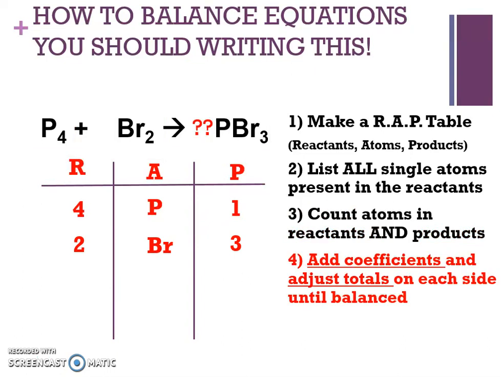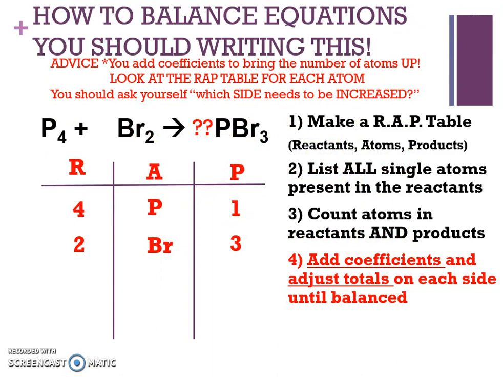Cool. The fun part and the hardest part, I guess. We're now going to add coefficients and adjust our totals on each side until this equation is balanced, or until we have the same number of atoms in the reactants that we do in the products. Okay? So, first thing we're going to do, we should add our coefficients to bring the number of atoms up. So we're going to look at this wrap table for each atom.